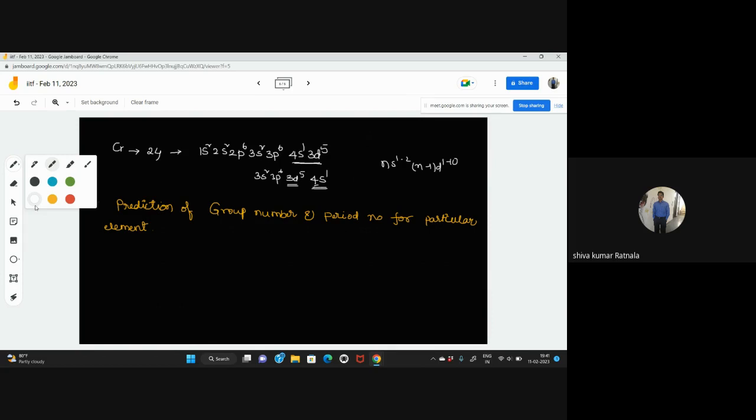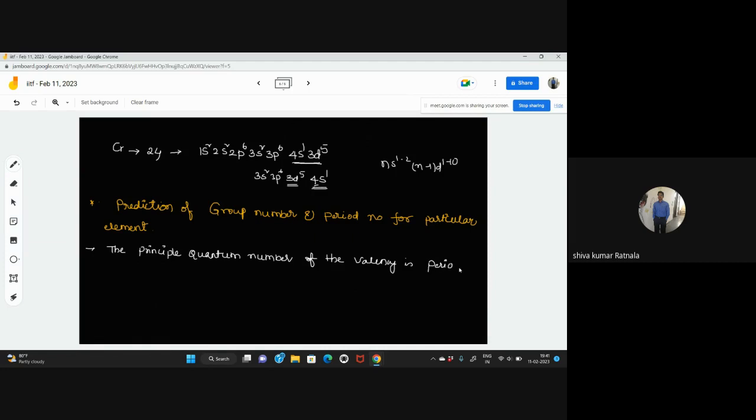First, generally, you can predict the period number. The principal quantum number of the valence shell is the period number. Okay?